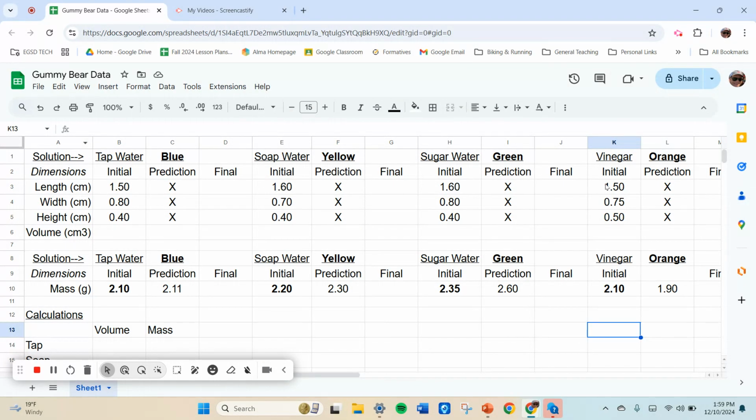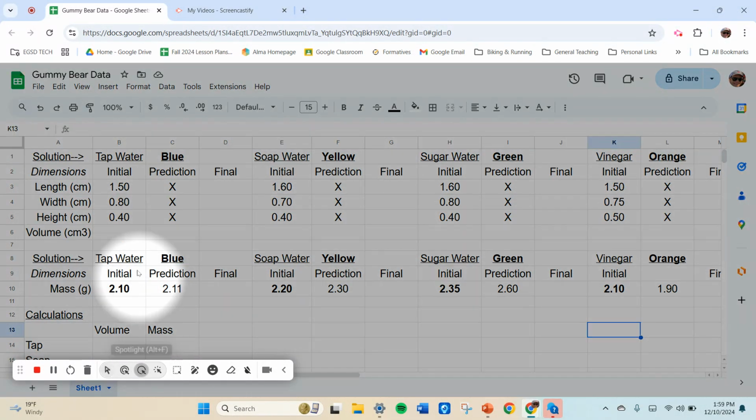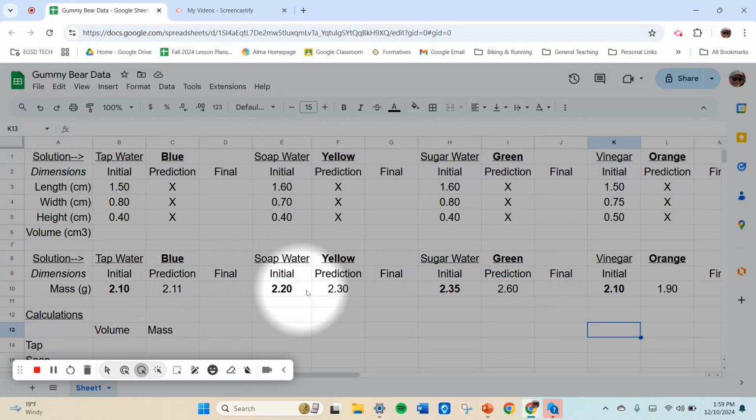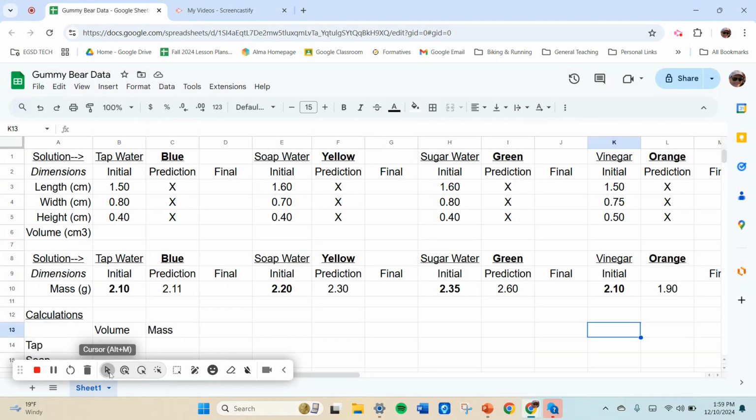What you see here is my gummy bear data, and I've got my measurements that I made really precisely with a ruler, all right? And you'll notice that they're all 2 places after the decimal point. Well, I did that on purpose. When I do my calculations, I don't want my calculations to be 8 digits long. I want my calculations to be pretty succinct, 2 places after the decimal point.